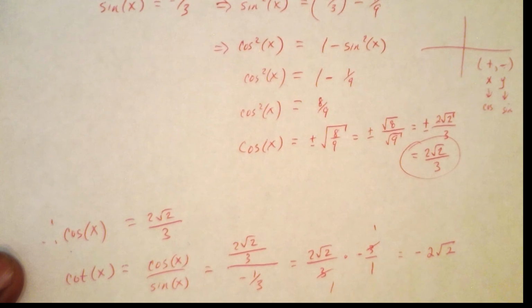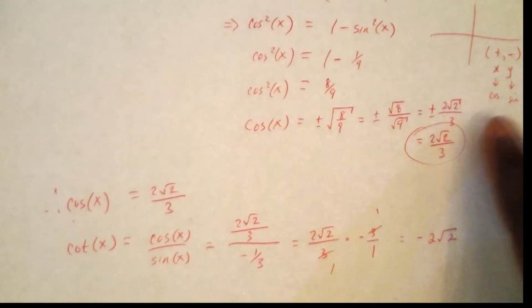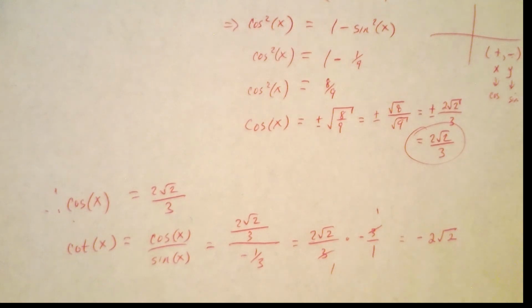Now, we could have also done this same problem by drawing right triangles or whatnot, but now that we know the identities, we don't necessarily have to do that. We only need to pay attention to what particular quadrant the angle is in, and that helps us out there. So this concludes the lesson on this particular video.